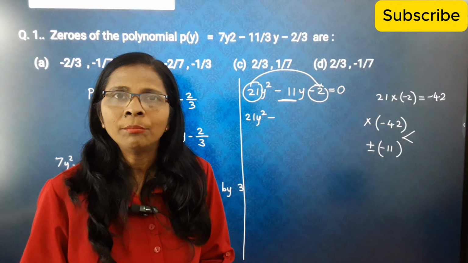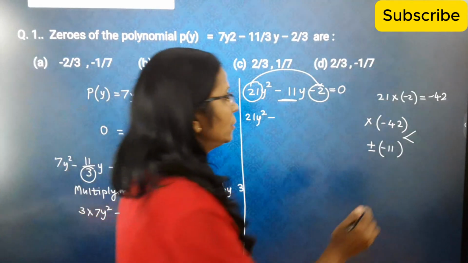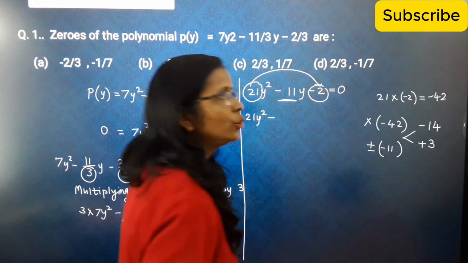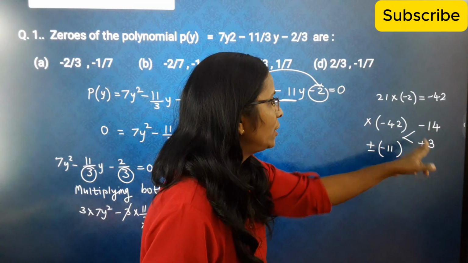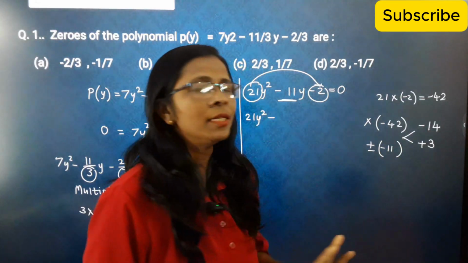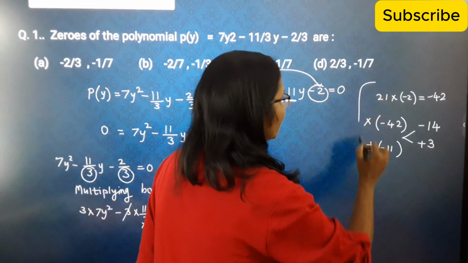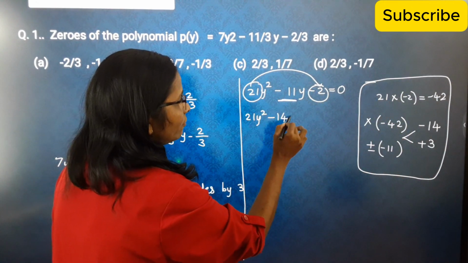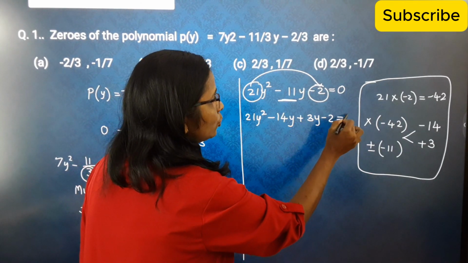So which are those numbers? Those numbers are minus 14 and positive 3, because 14 threes are 42, the multiplication gives minus 42, and the addition will be minus 11. So these numbers fulfill our condition. Okay, so here we write 21y square minus 14y plus 3y minus 2 is equal to 0.